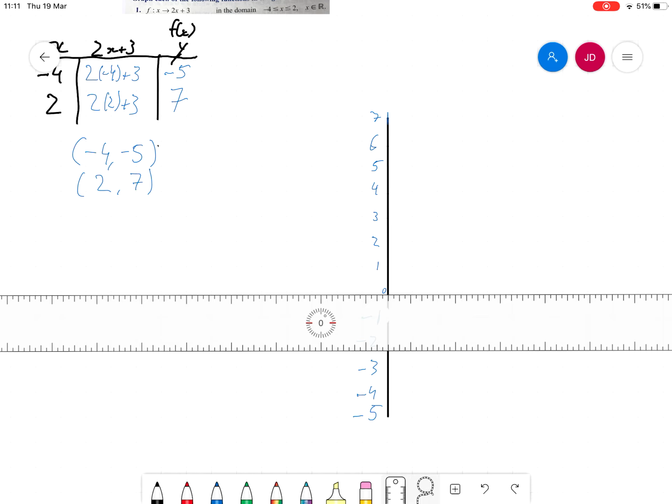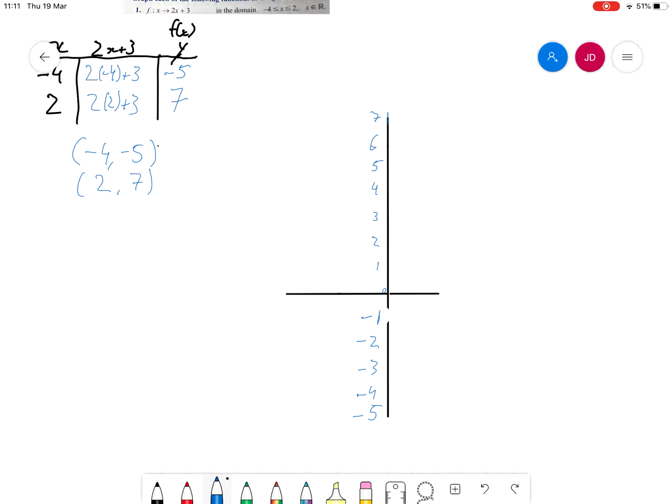My x-axis, as I can see, is going to go between minus 4 and 2. So to the right-hand side of my 0, I'm going to have 2. So I'm going to draw that in there. So 1, 2. And to my left-hand side, it goes to minus 4. So minus 1, minus 2, minus 3, minus 4. And there we go. Just have to label them now. So 1, 2, minus 1, minus 2, minus 3, minus 4.